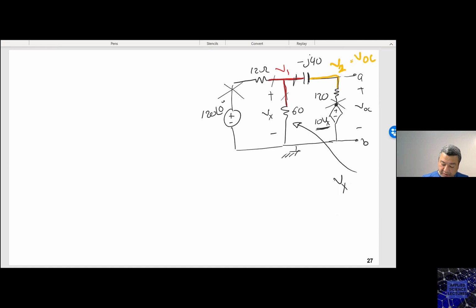So now in the short circuit, I don't have VOC anymore, right? And I will be looking for the short circuit current because of the wire that I connected between A and B. I need to calculate this I short circuit. So this is my original circuit after I connected.